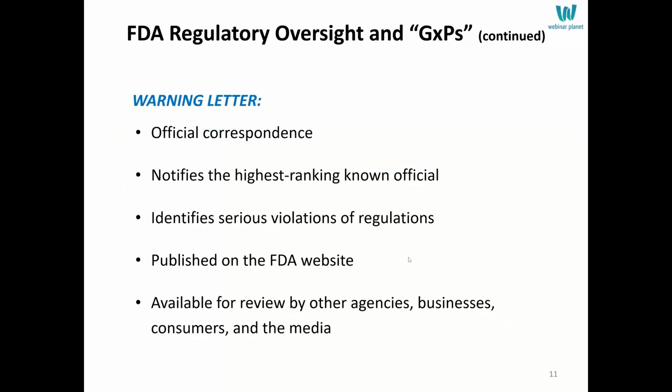When you don't respond to a Form 483 citation in a timely manner or effectively, or even if the issues are so egregious that they go beyond what would be in a 483, you can get issued a warning letter, the escalation from a 483. It's an official correspondence going to the CEO of the company identifying serious violations. It's published on FDA.gov, and anyone else can see it: your customers, your business, competitors, and the media.